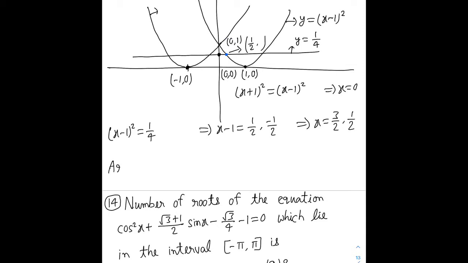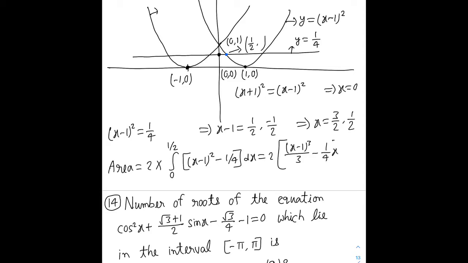So area would be nothing but, as I told you, there are two symmetrical areas, so multiply by 2 and limit would be 0 to 1 by 2, where you will subtract 1 by 4 from (x minus 1) whole square, dx. Now integration of (x minus 1) whole square would be (x minus 1) whole cube by 3, and then minus x by 4, where limit would be 1 by 2 to 0.